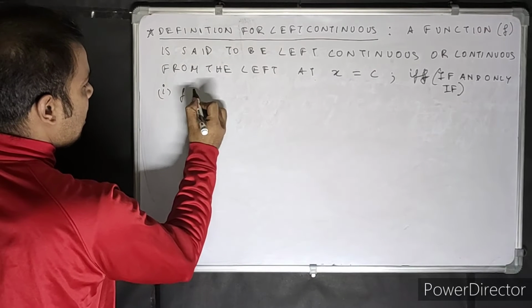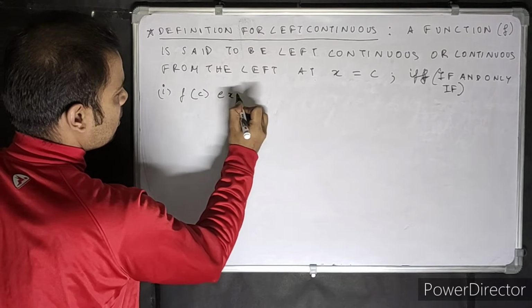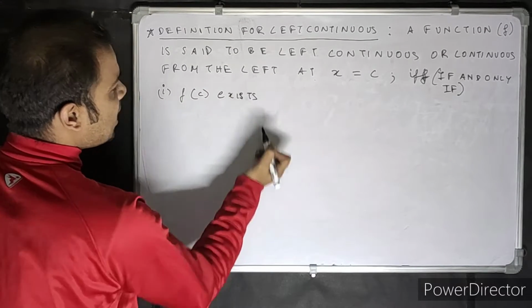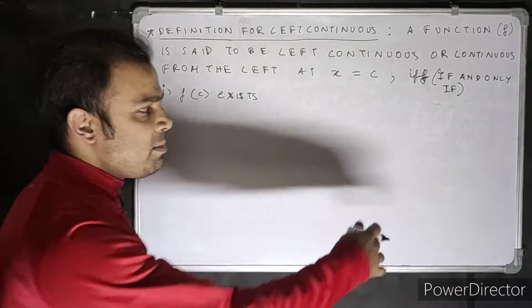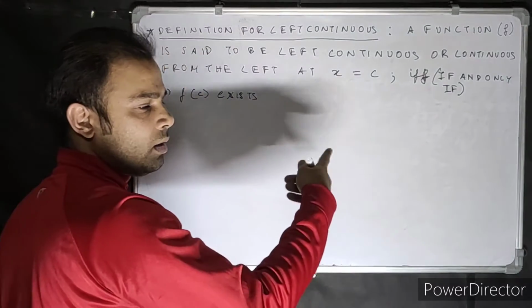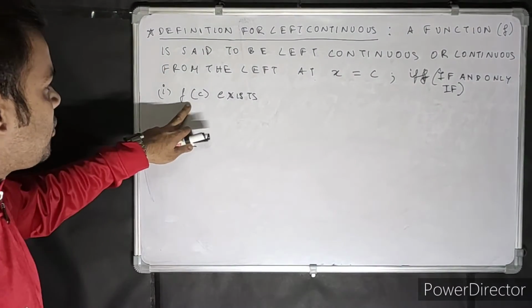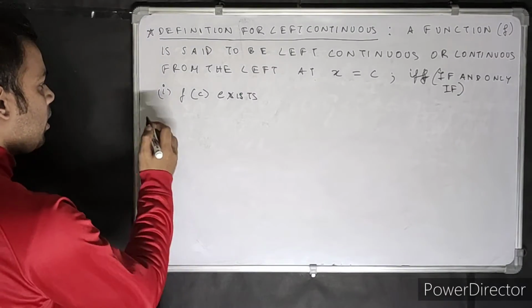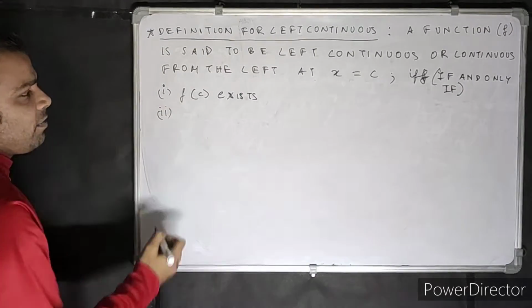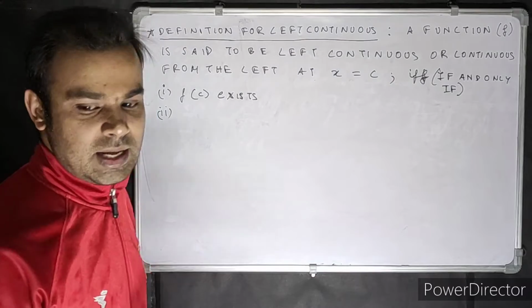First one, f of c exists. What does that mean? That means you cannot have divide by 0, like just now I showed you that function. So f of c should exist means you should have an answer for f of c. You cannot have math error, that's not the answer.